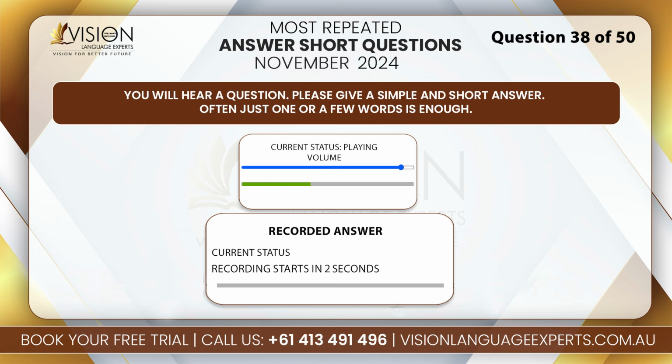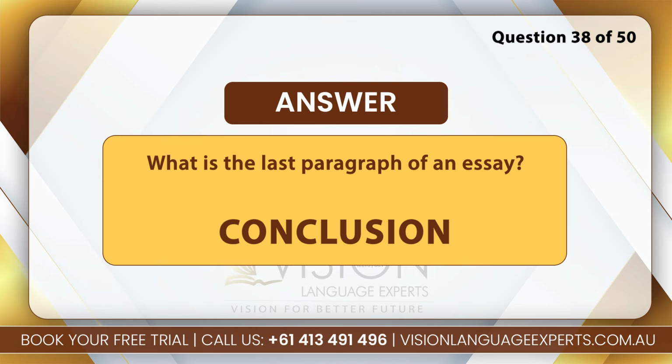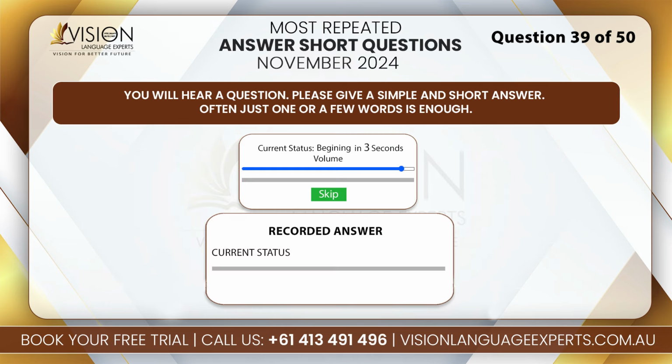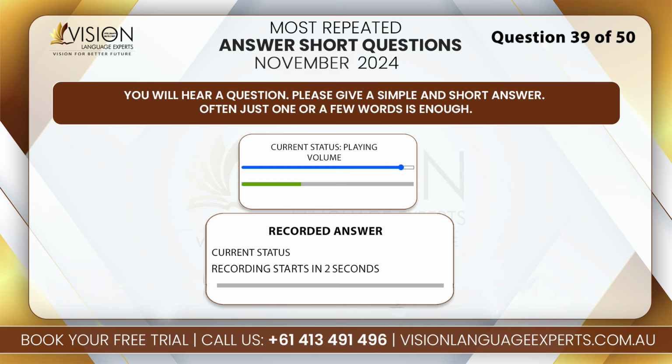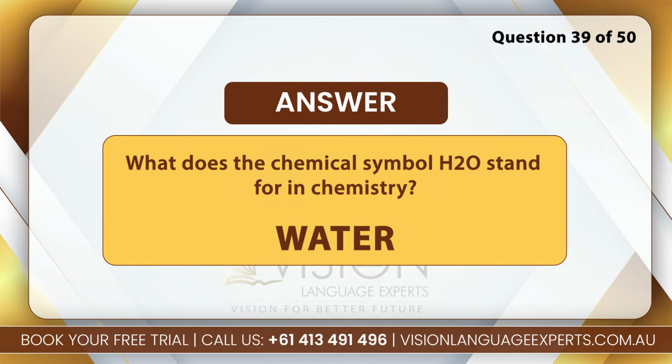What is the last paragraph of an essay? Conclusion. What does the chemical symbol H2O stand for in chemistry? Water.